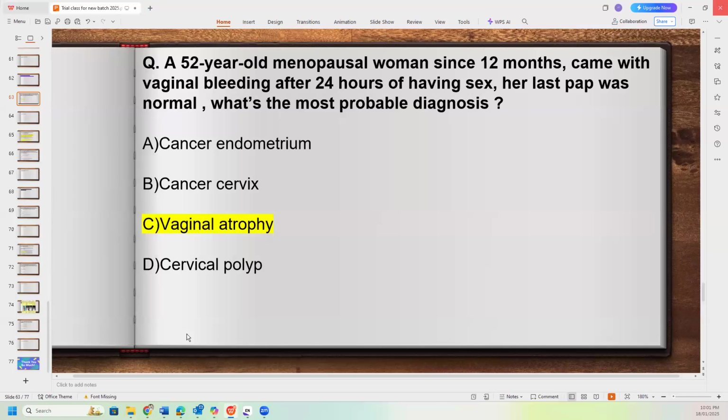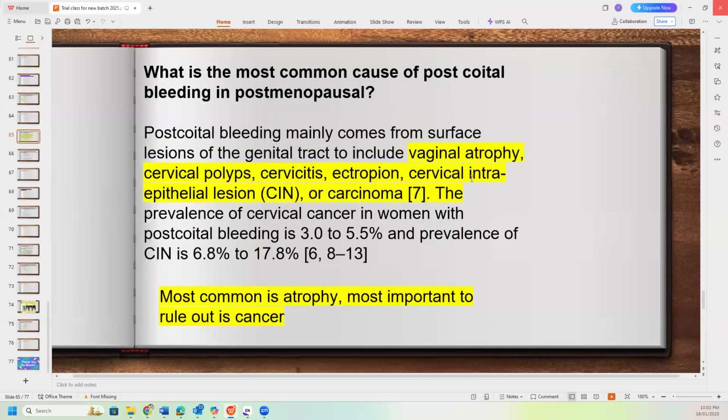Okay. Cervical polyp could be there, but is less likely in the postmenopausal group. It's also very common in the reproductive age group. Clear, guys? Most common causes of postcoital bleeding in menopause are vaginal atrophy, cervical polyps, cervicitis, ectropion. And these are the least common: cervical intraepithelial lesion or carcinoma. All right. Clear, guys? Any question?